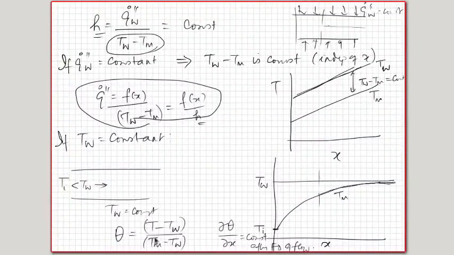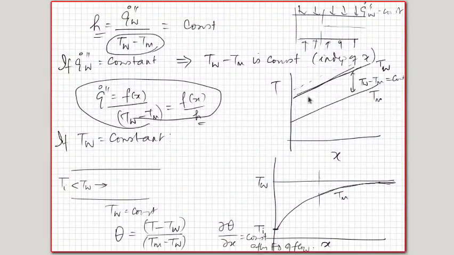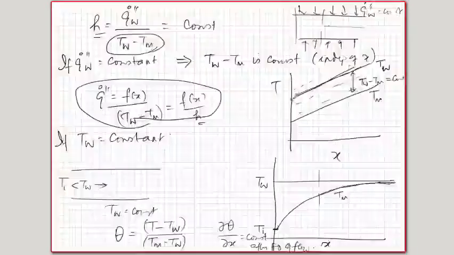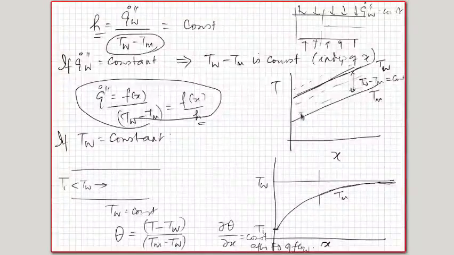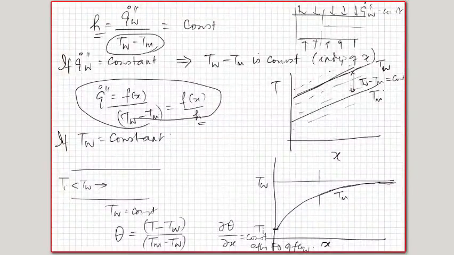You can see this to be valid in both cases. Here T mean minus T wall is a constant, so temperatures anywhere in the flow will only linearly vary with x in the same fashion. At the wall it is varying like this, and inside the flow it may vary in this fashion, and therefore all of these are parallel to this. So if I write T minus T wall by T mean minus T wall at any of these locations, that would become independent of x.